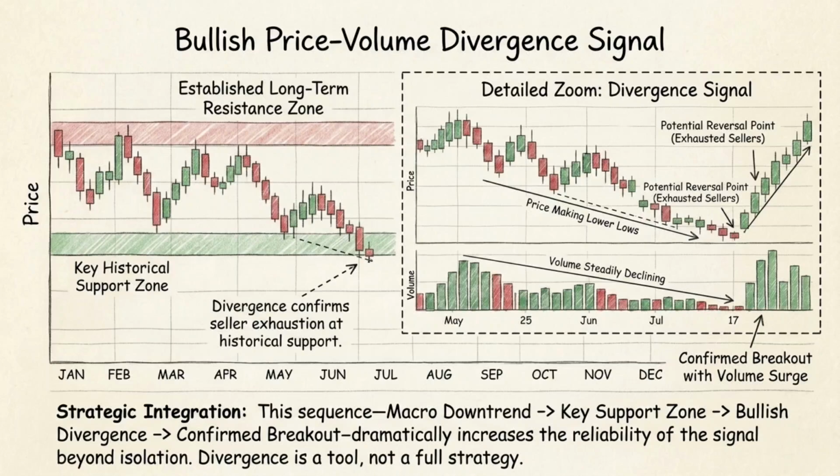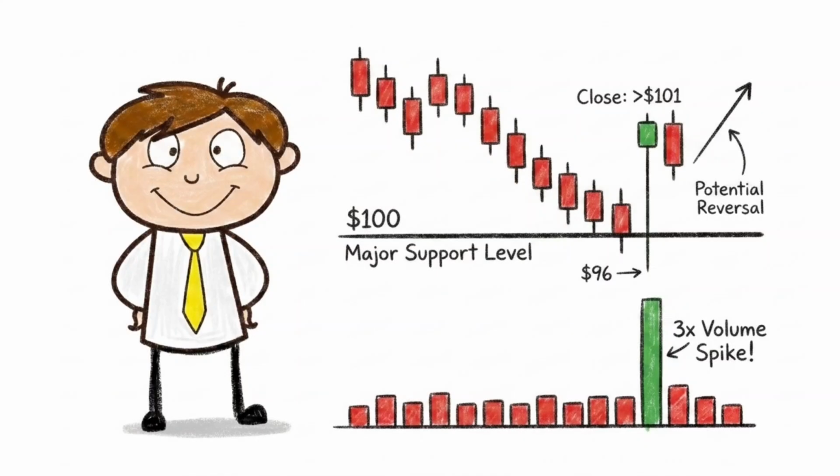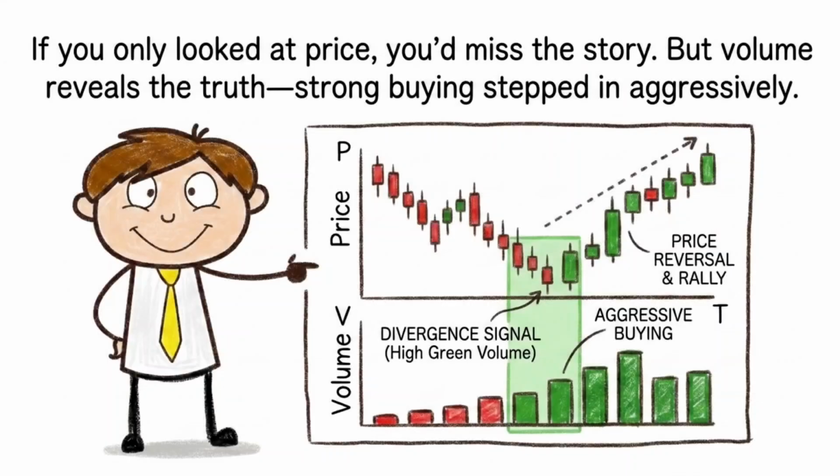Let's bring this into a real-world scenario. Imagine a stock approaching major support at $100. Price keeps falling until it hits that level. Then suddenly, volume spikes to 3 times its normal level. During the session, price drops to $96, but by the close, it recovers and finishes above $101. If you only looked at price, you'd miss the story, but volume reveals the truth. Strong buying stepped in aggressively.